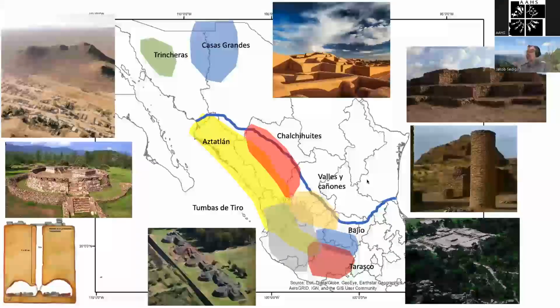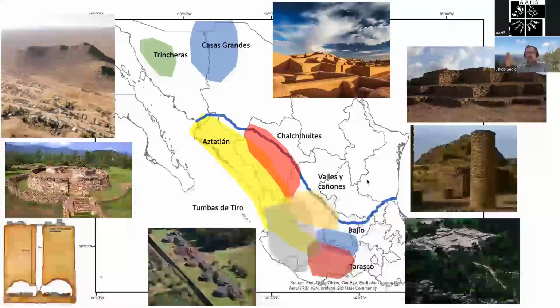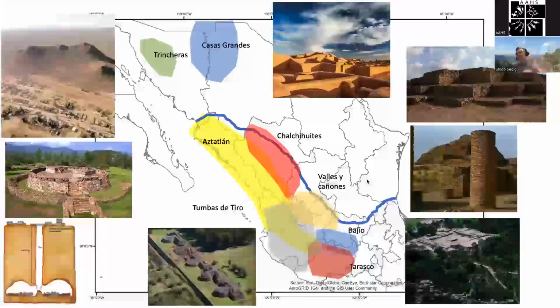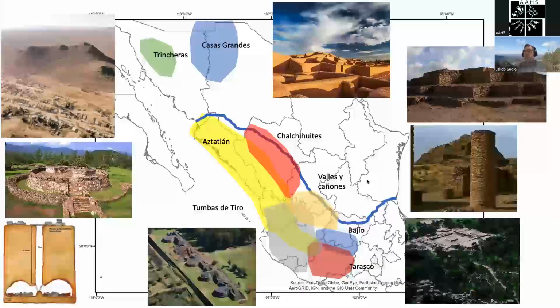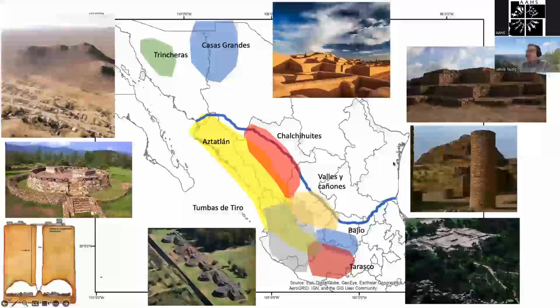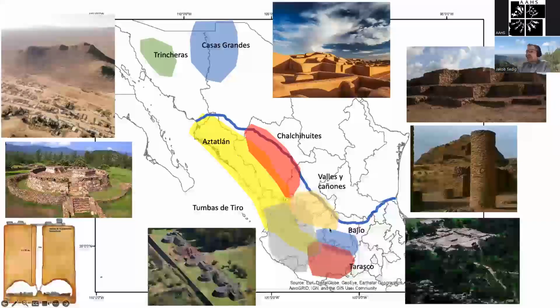And in order to do that, we have to get genetic samples that have both geographic and time depth. So we were able to collect samples from 309 ancient individuals with working data from across Mexico, from the various cultures that we have pictured here on this map.